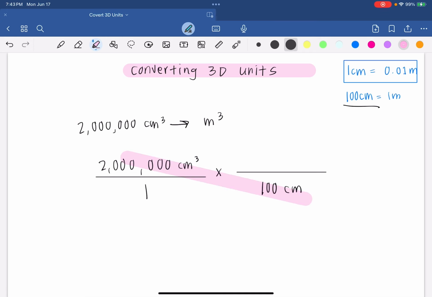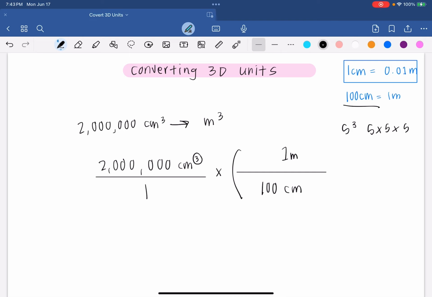across from my original centimeters. The reason I do that is because I want them to cross cancel. And then at the top, I'm going to put my 1 meter because that's what we're trying to figure out, is how many meters there are in 2 million centimeters. The one thing that we're going to run into is that these are cubed. Cubed being it's times by itself by 3. So if I have 5 cubed, that means I have 5 times 5 times 5.